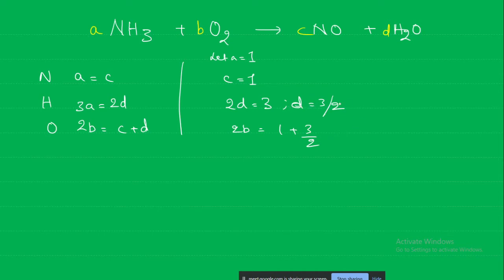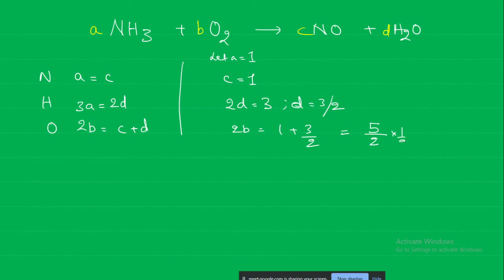Now see here, D is a 3 by 2 fraction, no? And here it is coming 1 plus 3 by 2, and then here it is a 2b. So the 2 will come in the denominator side. So how will you solve this? So 5 by 2, and here this 2 will come down, no? Then it will become 5 by 4.